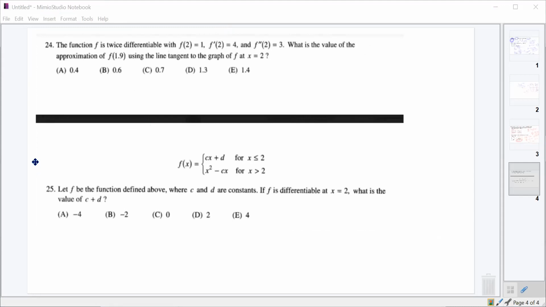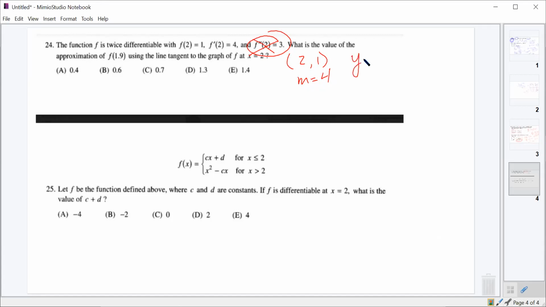A function f is twice differentiable. And we know that f of 2 is 1, f prime of 2 is 4, and f double prime of 2 is 3. What is the approximation of f of 1.9 using the tangent line? So a tangent line approximation should be just from the point. So our point is 2, 1, and our slope, which is 4. This information is totally unnecessary. They just gave you that to screw with you. There's no reason for f double prime of 2 equaling 3 to be there at all other than just to make sure you know that you don't need the second derivative to write the equation of a tangent line.